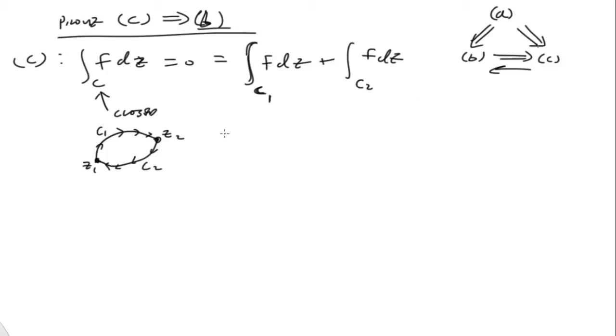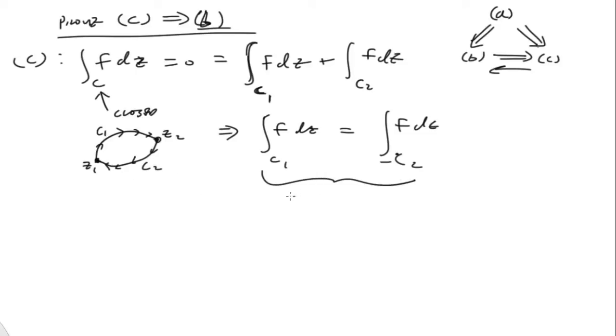Okay, and then of course I know that is the integral of f dz, and that implies then that the integral over C1 is equal to the integral over negative C2 of f dz. Okay, and that basically proves independence of path.